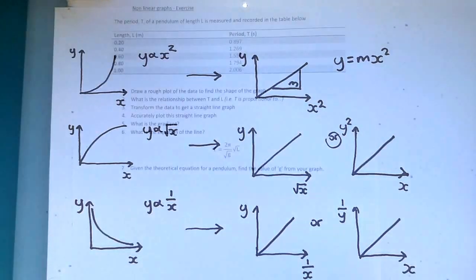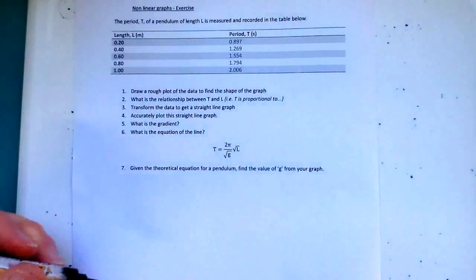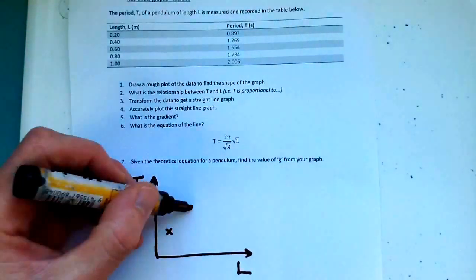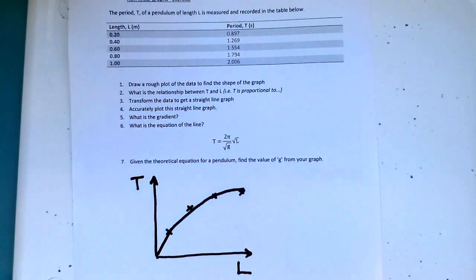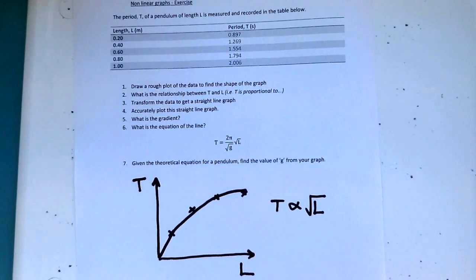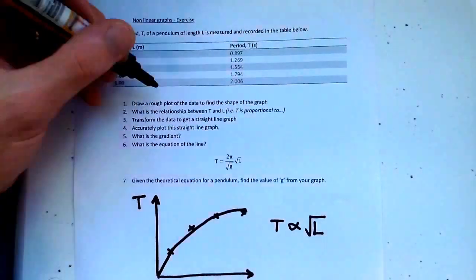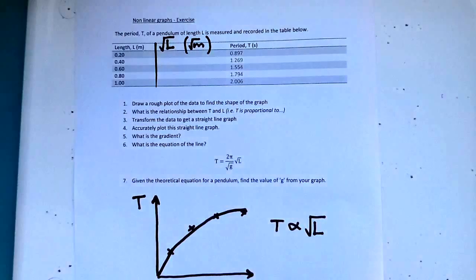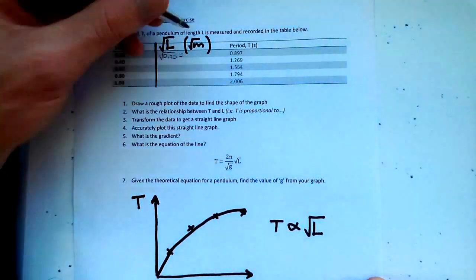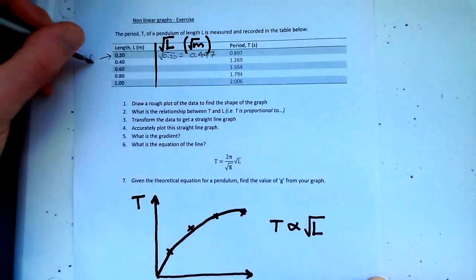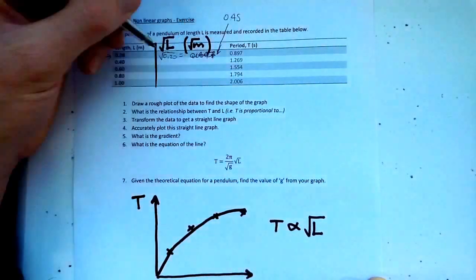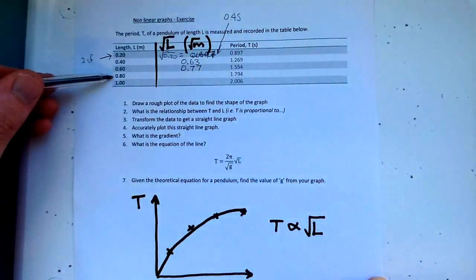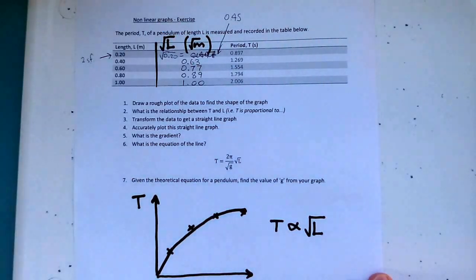So here's a worked example. We've measured the length of a pendulum, and for each length we've recorded the time that it takes to do one oscillation. If we plot time versus length, we get this graph, which suggests that time is proportional to the square root of length. We're going to plot period versus square root of length, so we need to find each value of square root L. So it's just a case of getting the value of L and taking the square root.